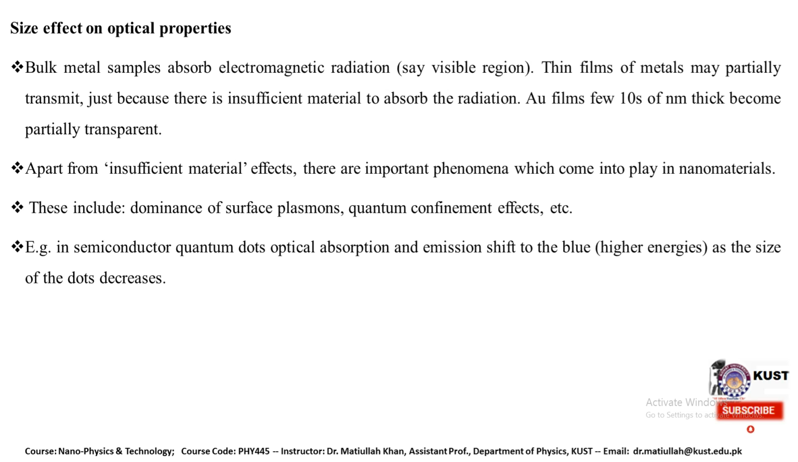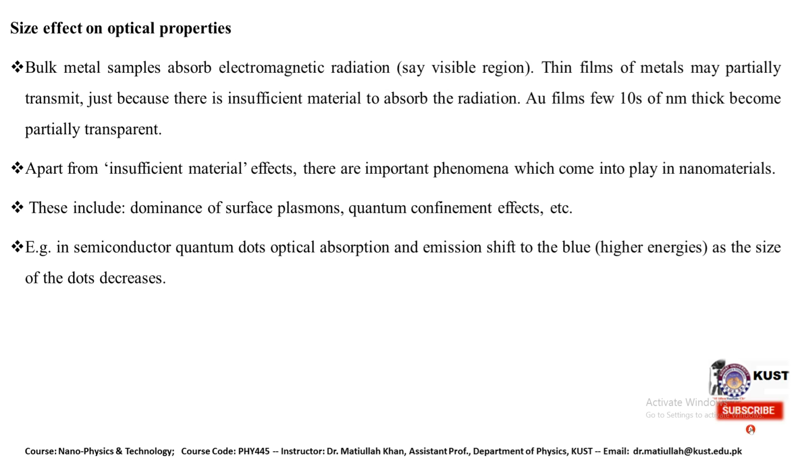If we see gold films of around a few tens of nanometers thick, they become partially transparent. So apart from the insufficient material effect, there are important phenomena which come into play in nanomaterials. These include dominance of surface plasmons, and as we discussed even in the previous lecture, the surface atoms increase compared to the bulk atoms as we go through reduction in the particle size.